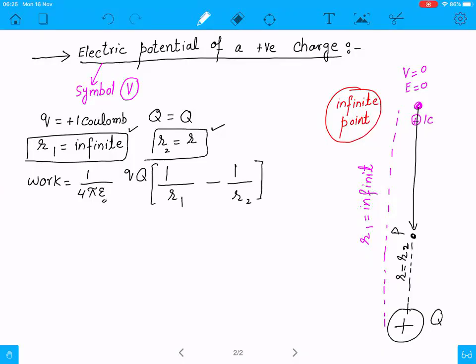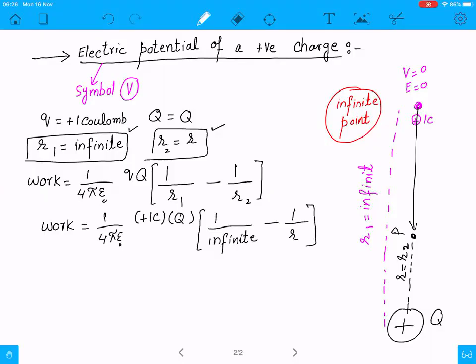minus 1 over R2. Now if we substitute the values, it will become work is equal to 1 over 4 pi epsilon naught, smaller q is +1 coulomb, capital Q is capital Q, and then 1 over R1 is 1 over infinite minus 1 over R2 is R. So finally it would become 1 over 4 pi epsilon naught capital Q times minus 1 over R. So it is minus 1 over 4 pi epsilon naught capital Q over R.